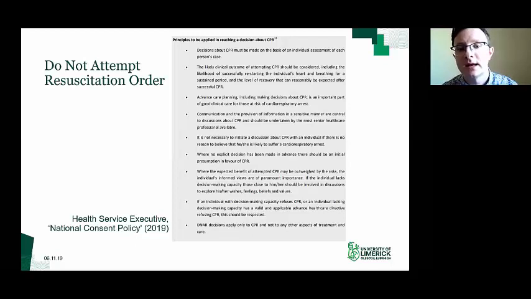So we see on the current slide, we have the HSE National Consent Policy. This sets out general principles to be applied in relation to DNAR orders. Again, these are decisions it sets out which are to be made on the basis of an individual assessment, not to be made based on age, disability, or subjective views of healthcare professionals regarding an individual's quality of life. Okay? So again, you'll be able to consult the consent policy in your own time.